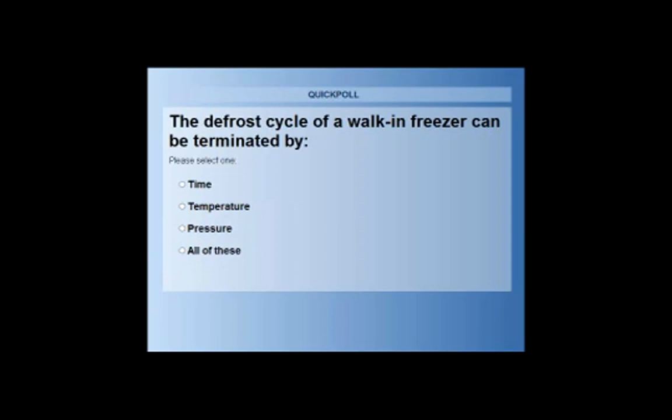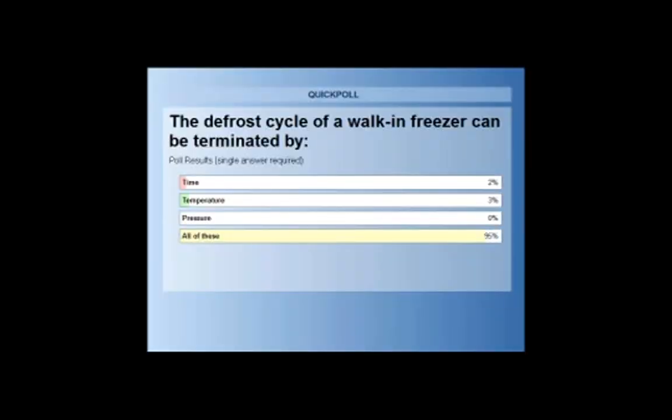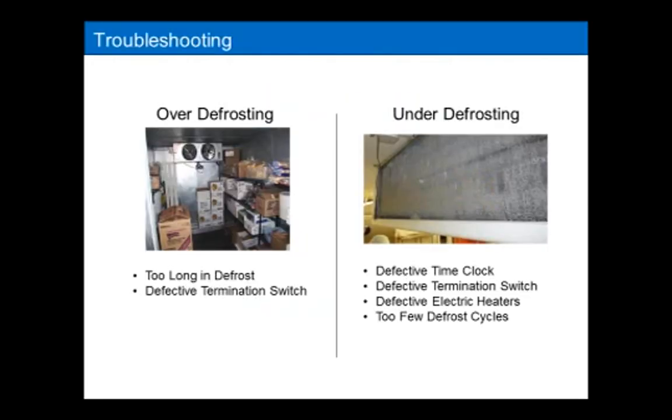All right. Looks like our participation is starting to slow down, so we're going to close the poll. We've got 80% of the attendees participating, and of that, 95% said all of those options are how the defrost cycle can be terminated. That is correct. All of them can be used. Temperature is the most popular by any means, but you can come across any of the three methods. Okay. Do I have control again? Yep.